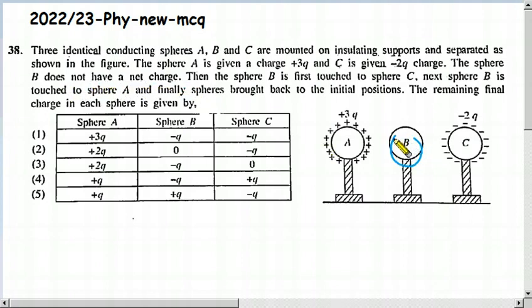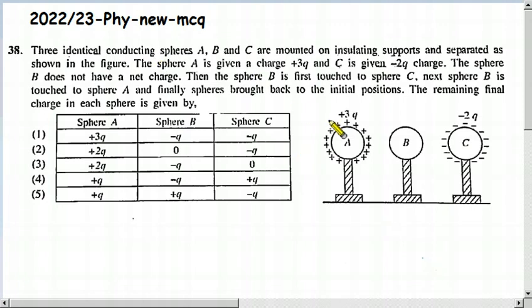This one is neutralized. Then the sphere B is first touched to sphere C. So this one to this one. Next, sphere B is touched to sphere A. After that, this one to this one. Finally, the spheres are separated and brought back to the identical initial positions. The remaining final charge in each sphere is given by the final charges in this table. Children, this question is not a difficult one, so let us try to solve this problem.